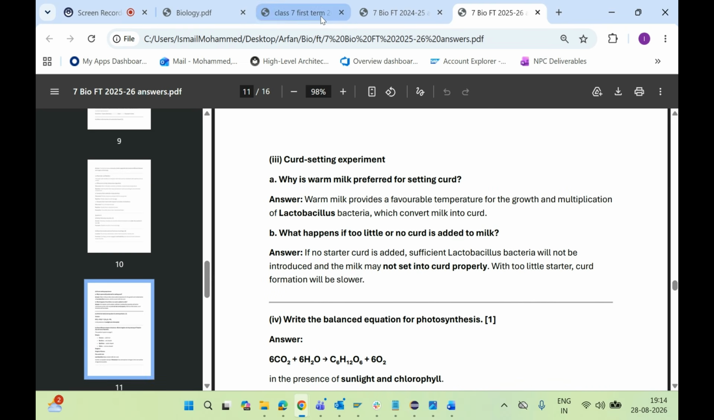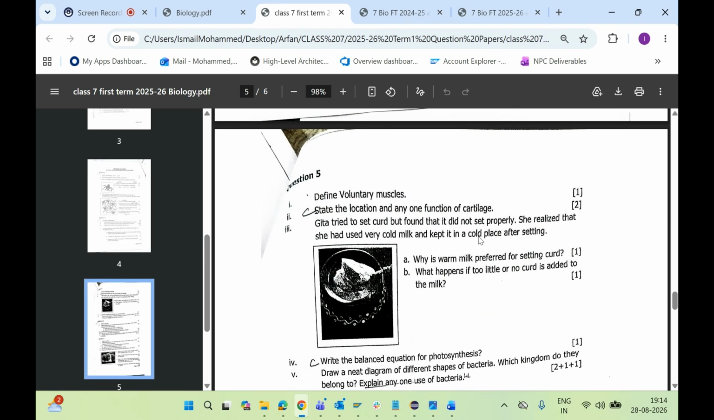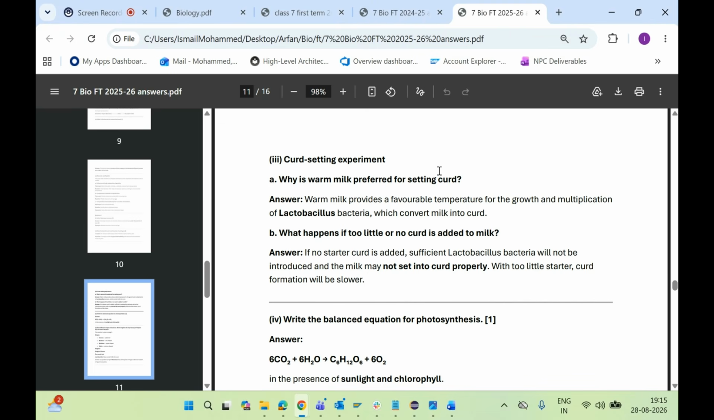Now this kind of question is important, like application type questions. Geeta tried to set curd, but found that it did not set properly. She realized she had used very cold milk and kept it in a cold place. Why is warm milk preferred for setting curd, and what happens if too little or no curd is added to the milk? Okay, so warm milk provides a favorable temperature for growth of bacteria called Lactobacillus, because of which the milk is converted into curd.